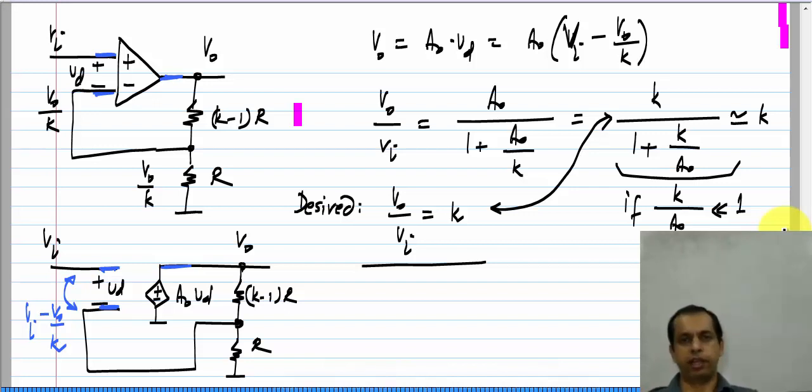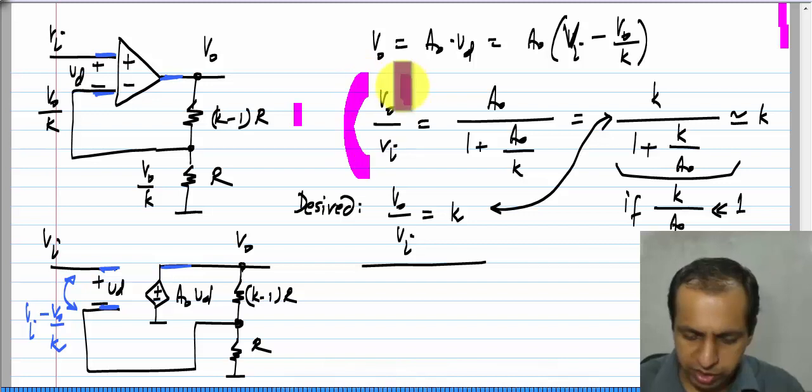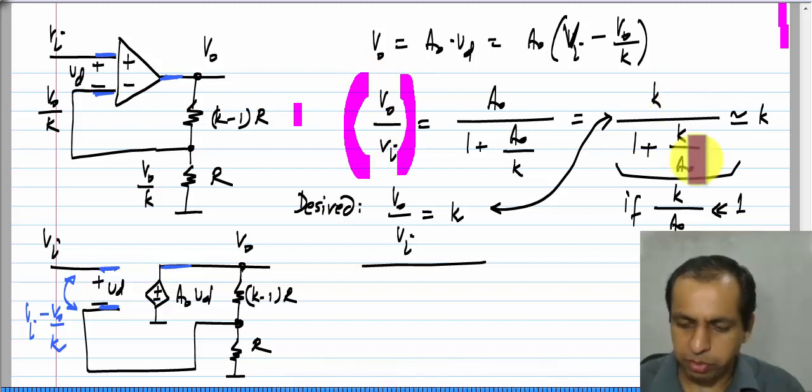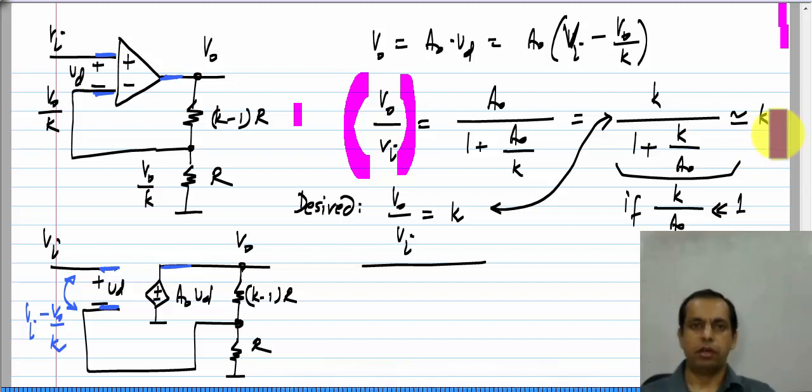The op amp has a very large gain A naught. So, this k by A naught is much smaller than 1 if k is some modest value. Let us say A naught is 1 million and your k is 100. So, k by A naught is 1 by 10,000, which is a very small value compared to 1. Okay. So, in that case, the gain of this amplifier V naught by V I, which is k divided by 1 plus k by A naught, can be approximated by k. Okay.